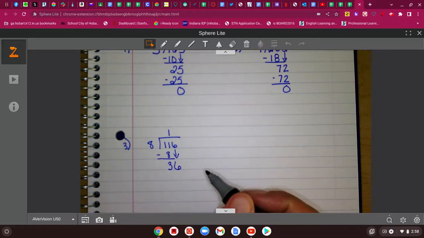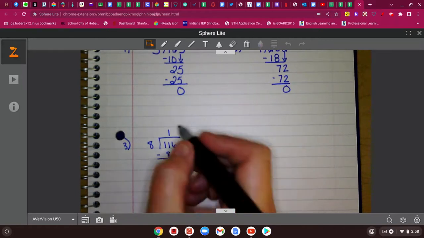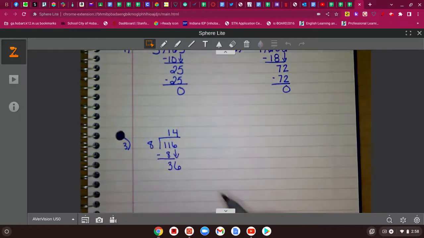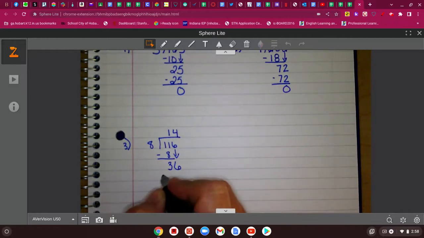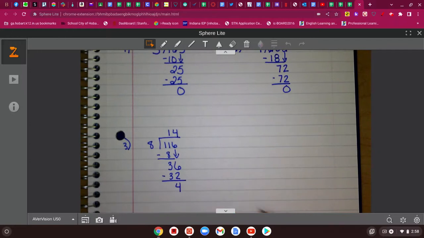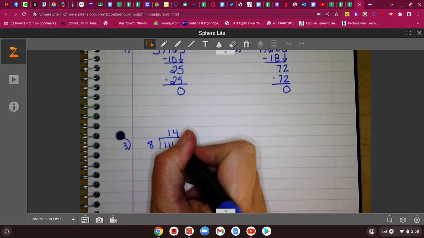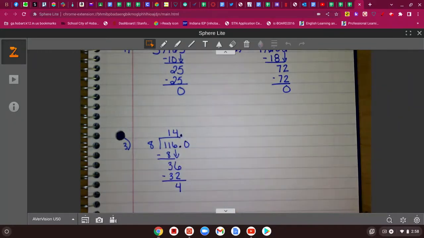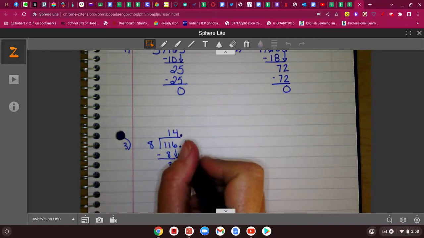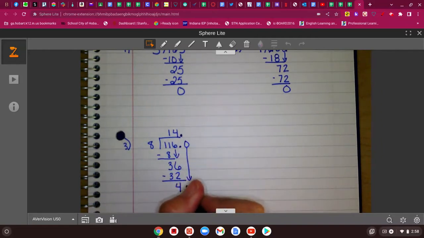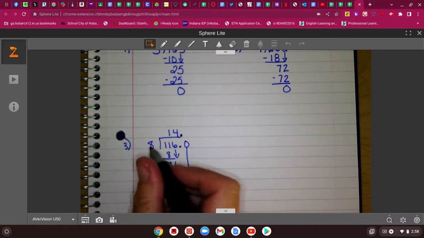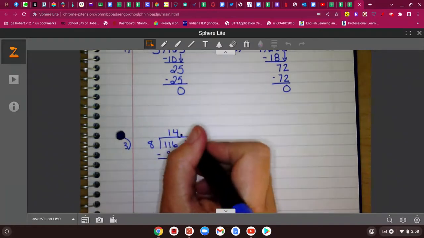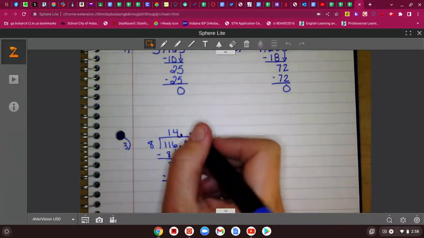8 times what gets us close to 36? Well, 8 times 4 gives us 32, so that's as close as we can get. So you're going to subtract 32, and you're left with a 4. Now, since we have a remainder, what we are going to do is add a decimal point and a 0, and then you bring that decimal point straight up into your answer. So now we can bring this 0 all the way down. 8 times what gets us close to 40?